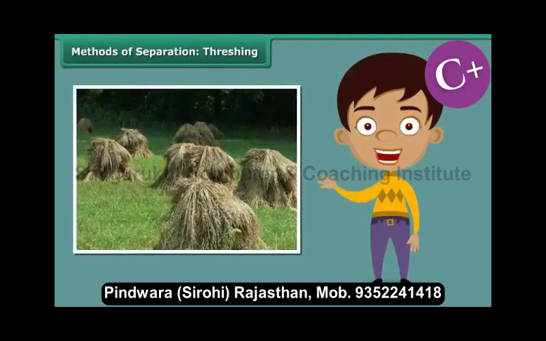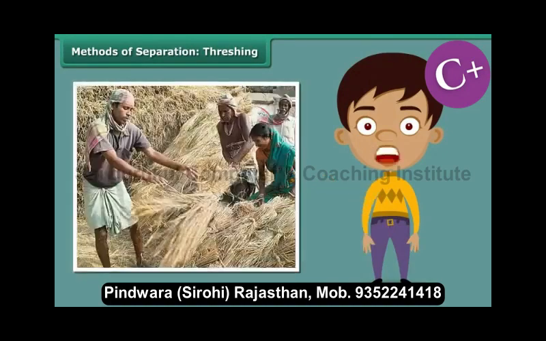You must have seen bundles of wheat or paddy stalks lying in fields after harvest. Have you pondered how a farmer separates the grains from these stalks? Once the wheat or paddy crop is harvested, the farmer ties the stalks together to form bundles. He then leaves the bundles to dry in the sun.